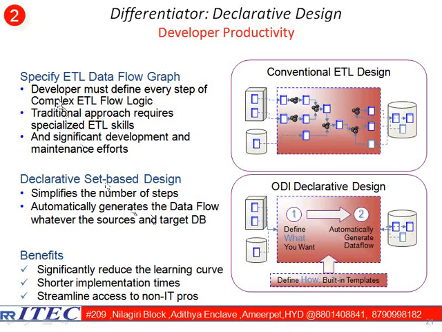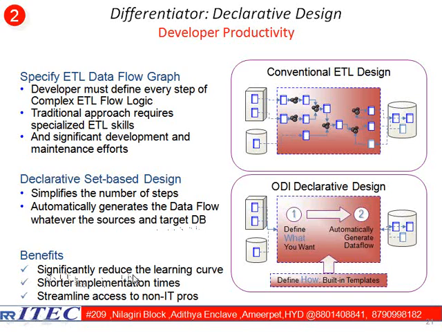Right, that's what it's trying to tell explicitly. Specify ETL data flow graph. Developer must define every step of complex ETL flow logic. Traditional approach requires specialized ETL skills, and significant development and maintenance effort is required. More development time, more maintenance time is required. Whereas declarative is what, sir? Set based design. Simplifies the number of steps. We are not doing so many steps here. It automatically generates the data flow, based on whatever the source and target database, it is going to define it.